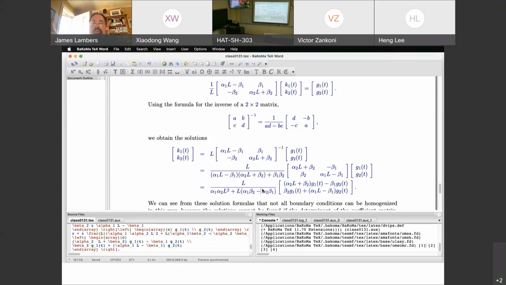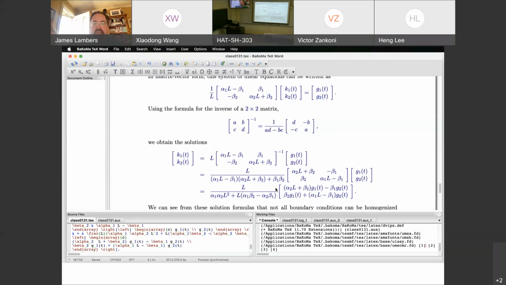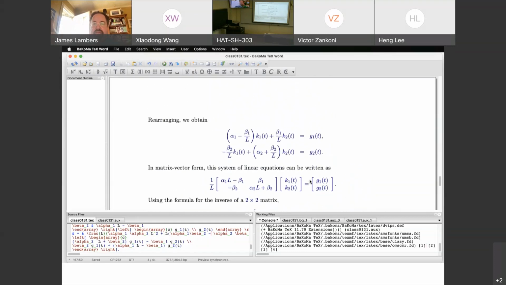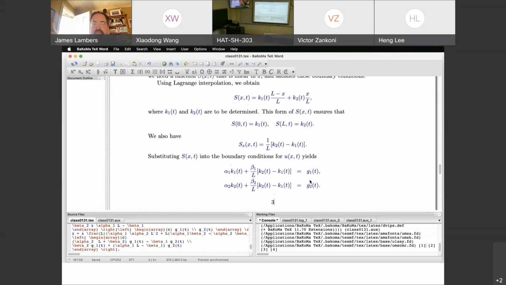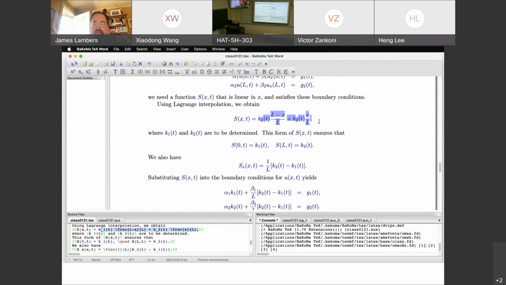But in a real problem, you would have values given for alpha 1, alpha 2, beta 1, beta 2 that would be plugged in here. And some of those may be 0. So that would simplify the expression dramatically. The key here is to get these formulas for k1 and k2, because once you have them, and you see that they're in terms of your given boundary values, g1 and g2, then you can substitute k1 and k2 in here. And then you have your boundary function, capital S of x, t.